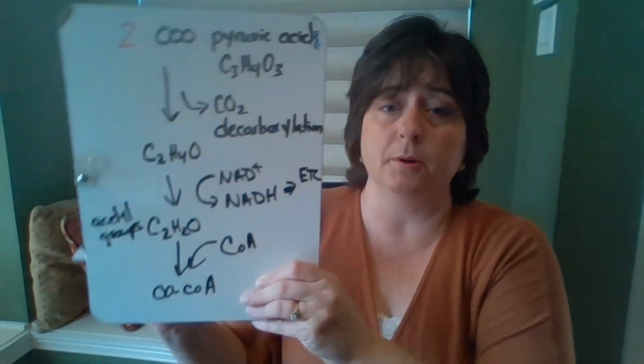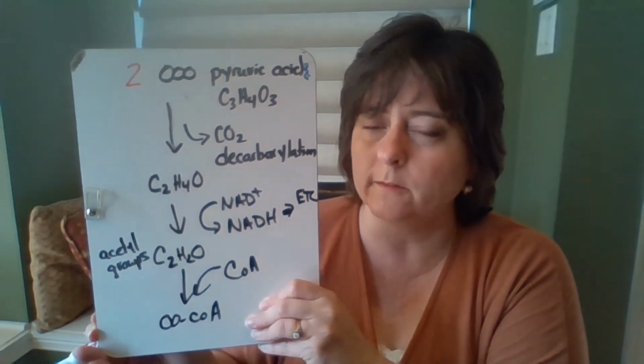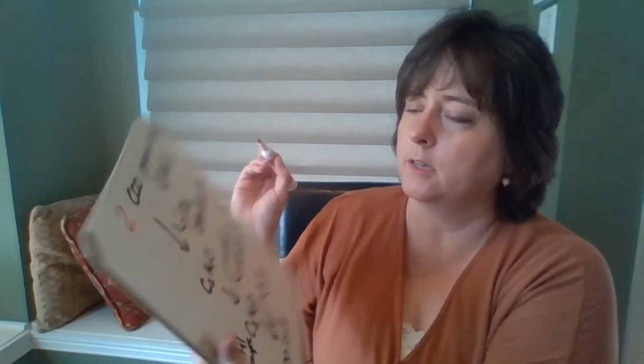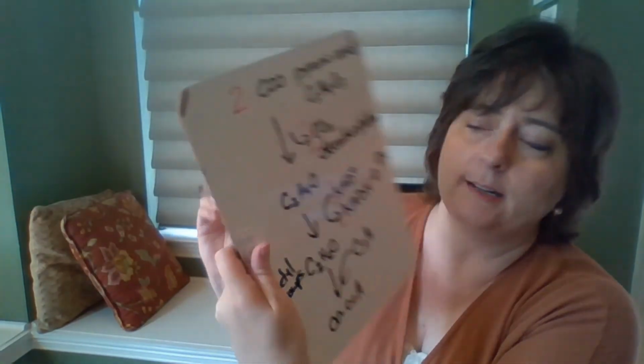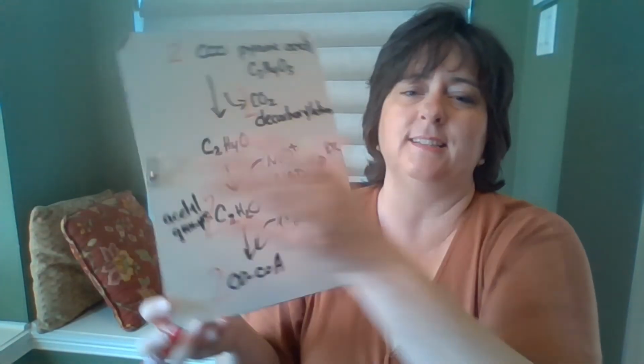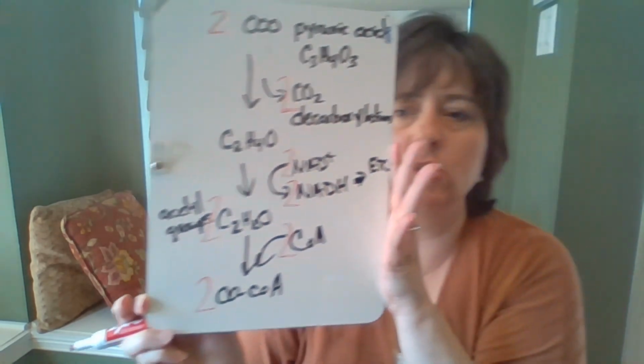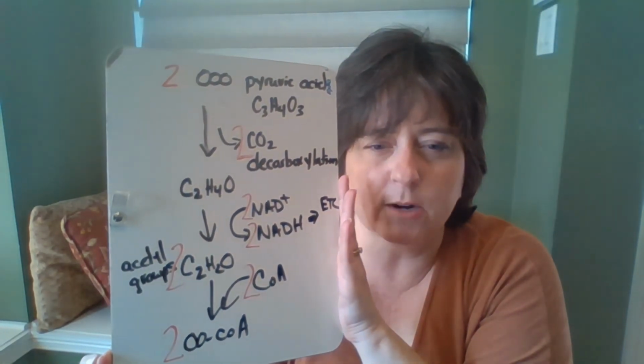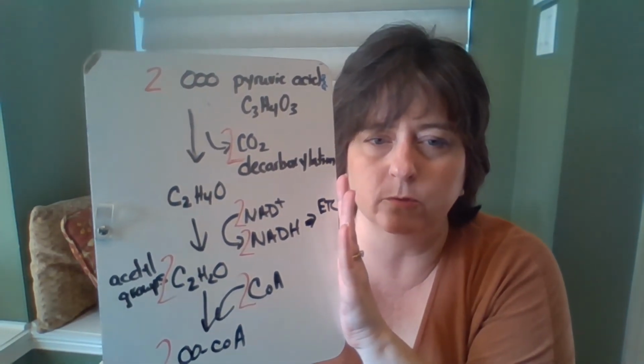Now remember, we're keeping track per molecule of glucose. So I had 2 pyruvic acids. So how many carbon dioxides got made? 2. How many NAD pluses were needed to make NADHs? 2. We made 2 NADH. We need 2 coenzyme A's to make these 2 acetyl-CoAs. So don't forget to put the big 2 in front of everything because we're keeping track per molecule of glucose for that.